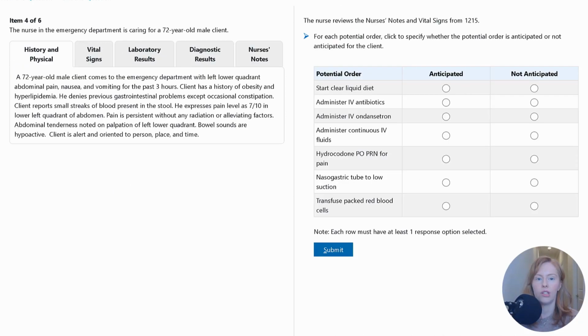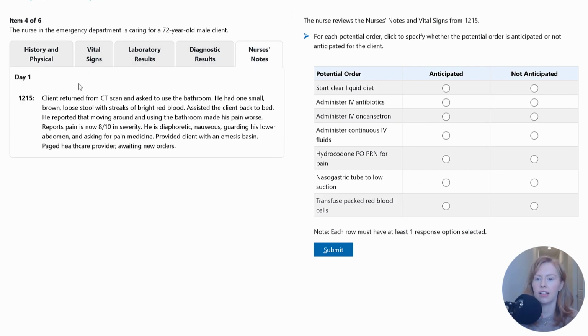And then moving on to our fourth question, now we've got new nurse's notes and vital signs from 12:15. So let me look at my nurse's note here. All right, client returned from CT scan and asked to use the bathroom. So he just got this CT, now he's come back to the room. He had one small, brown, loose stool with streaks of bright red blood. We assisted him back to bed.